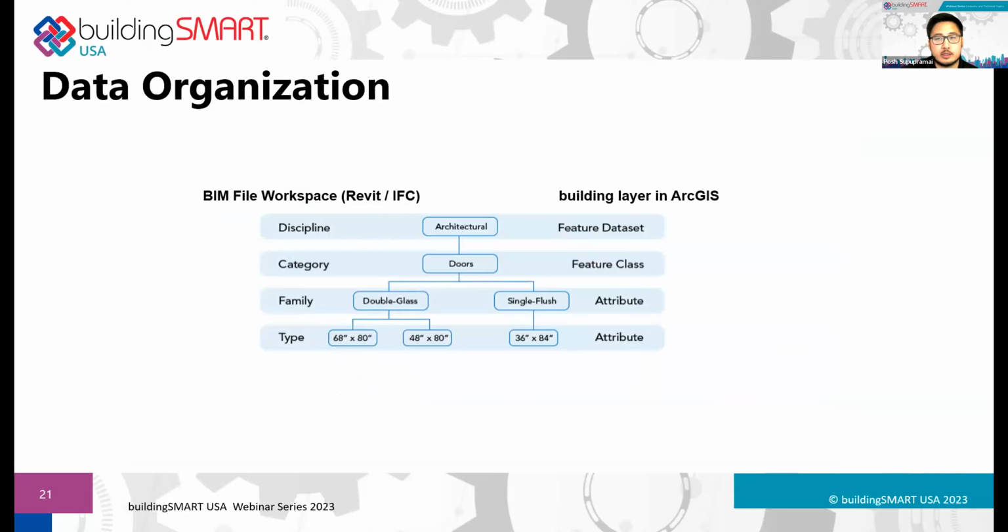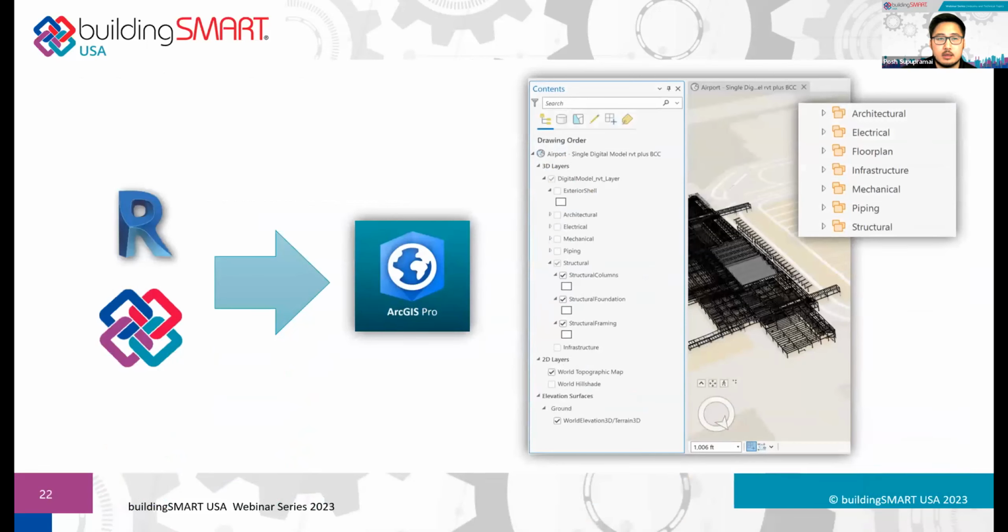Before we go into the process of BIM to GIS, we need to understand how that data is broken down once it gets integrated into ArcGIS. So on the left side, you have your BIM file work structure. With Revit, we have families. Once we integrate that into ArcGIS, they become building layers, and those families become attributes. So still all the same data, just broken up into different categories. Essentially, this is the process where from left to right, we have the Revit or IFC imported into ArcGIS Pro and becomes 3D layers and broken down into categories shown on the screen.